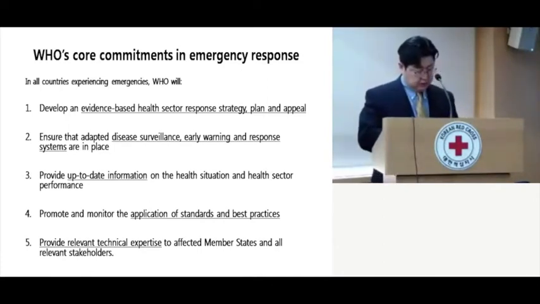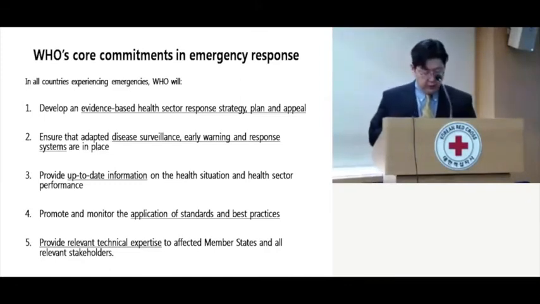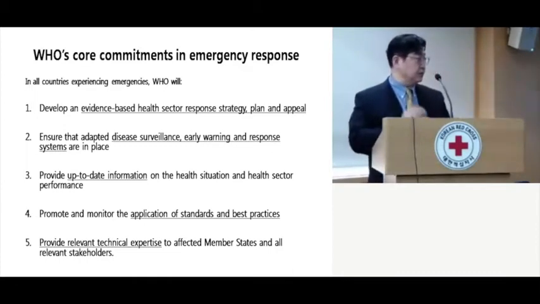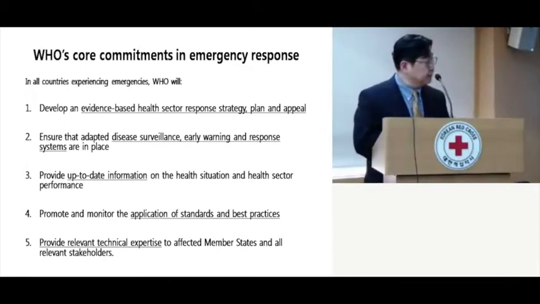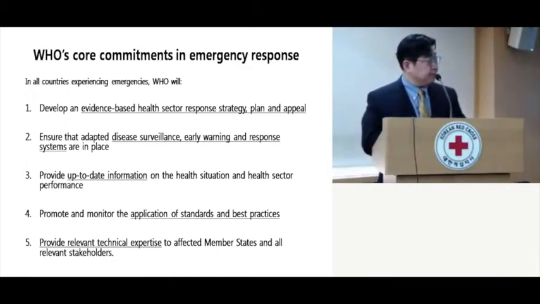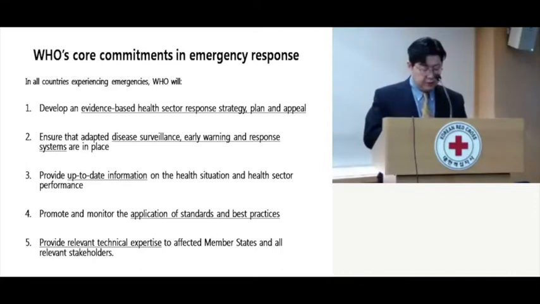So we have to develop an evidence-based health sector response strategy, plan, and appeal. And we also have to ensure that adaptive disease surveillance and early warning and response systems are in place. And we provide up-to-date information on the health situation and health sector performance, and promote and monitor the application of standards and best practices, and provide technical expertise and support.